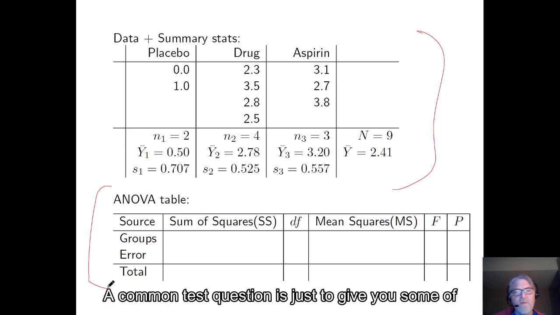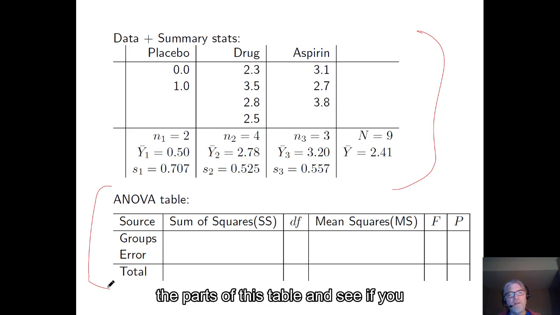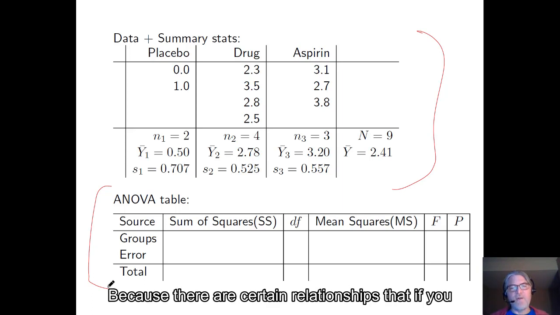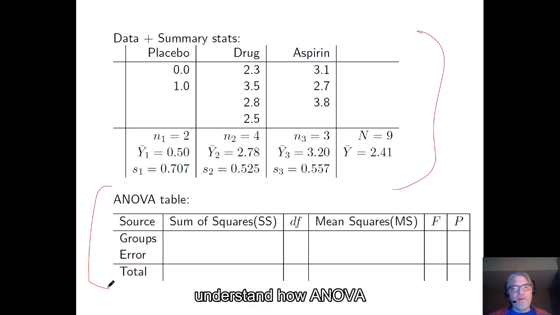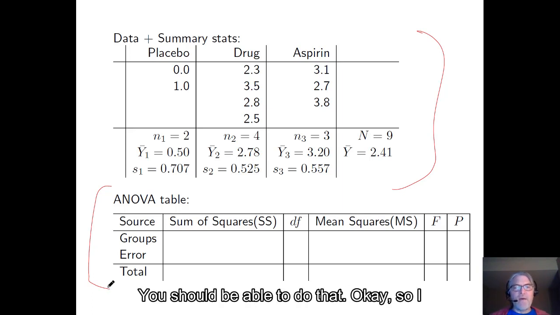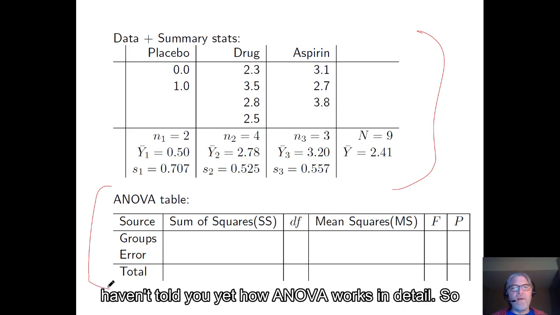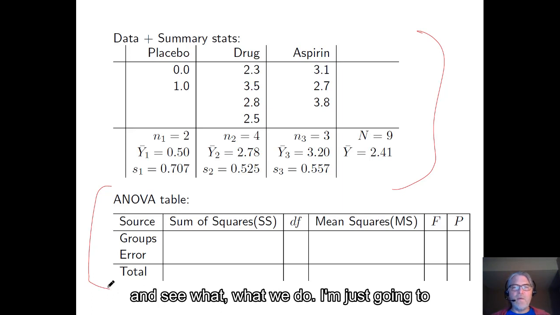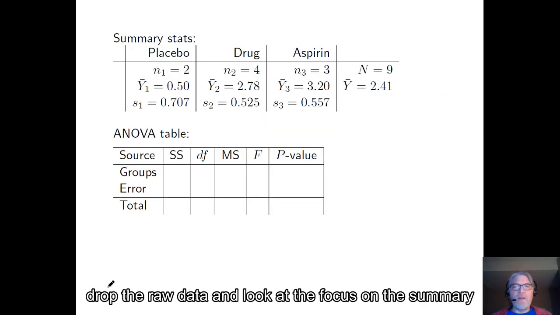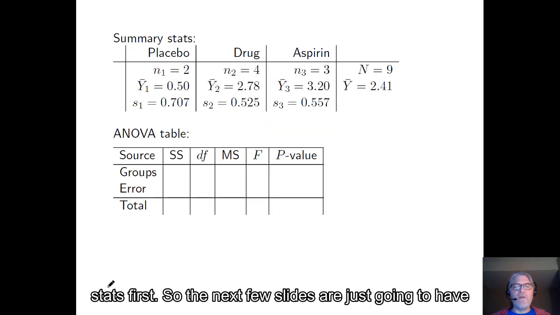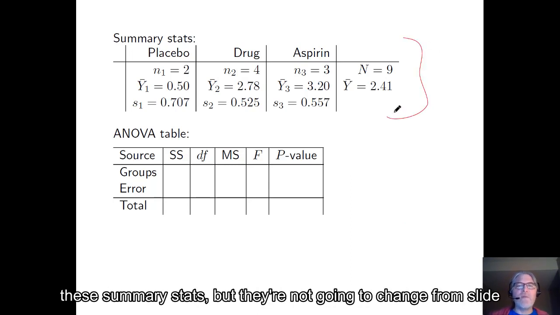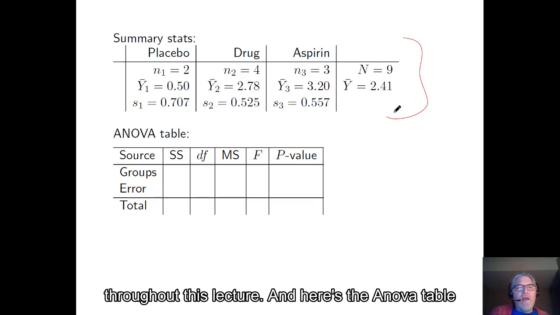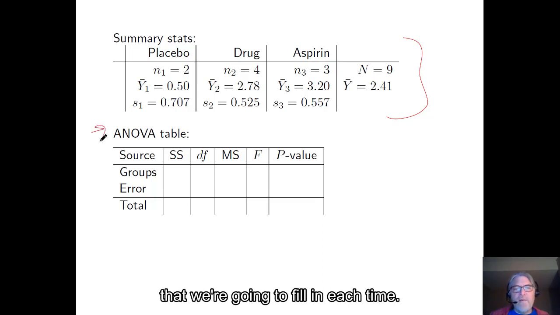Often a common test question is just to give you some of the parts of this table and see if you can fill in the rest without even seeing the data, because there are certain relationships that if you understand how ANOVA works, you should be able to do that. Okay, so I haven't told you yet how ANOVA works in detail, so let's get to it and see what we do. I'm just going to drop the raw data and focus on the summary stats first. So the next few slides are just going to have these summary stats, but they're not going to change from slide to slide. It's the same data set throughout this lecture. And here's the ANOVA table that we're going to fill in each time.